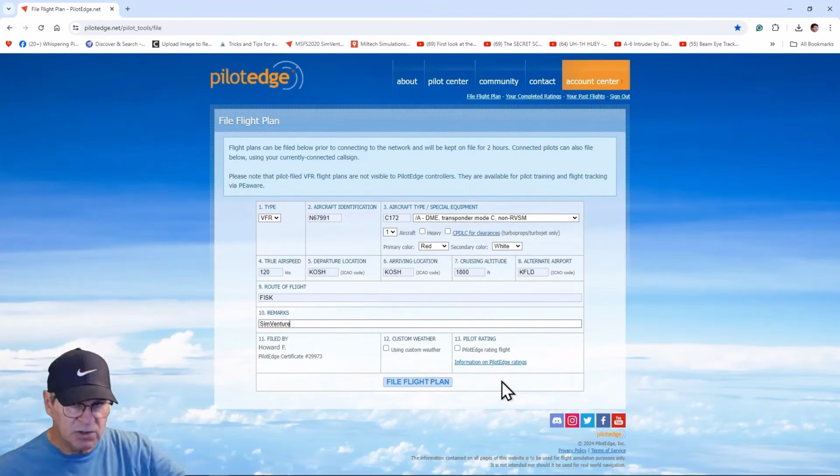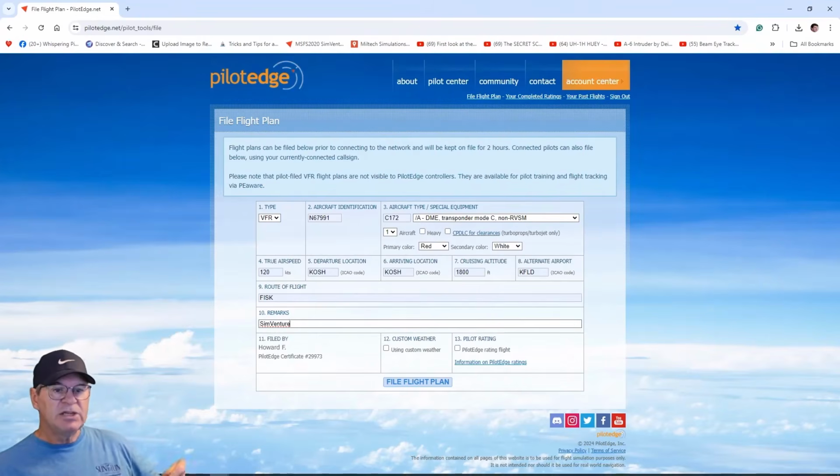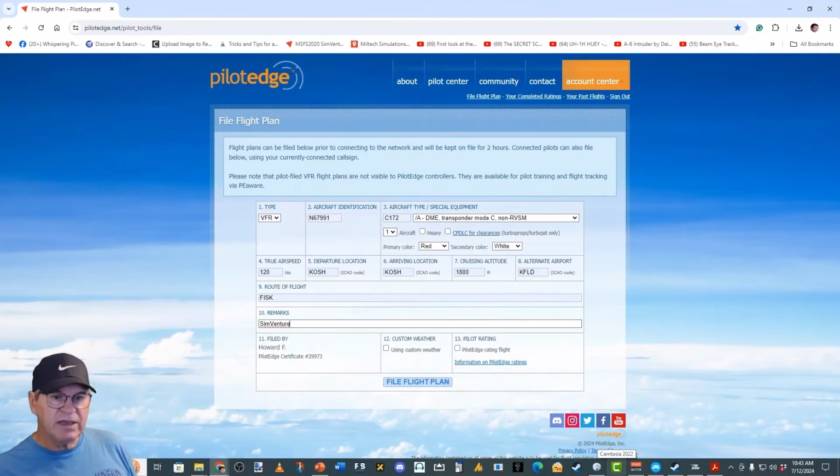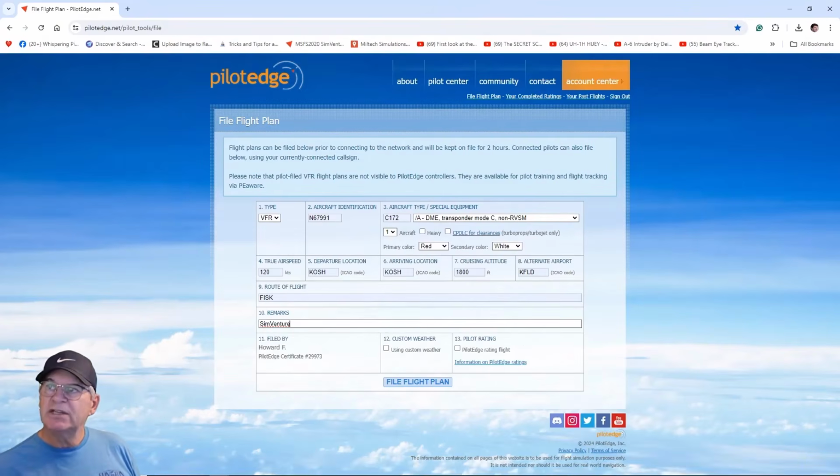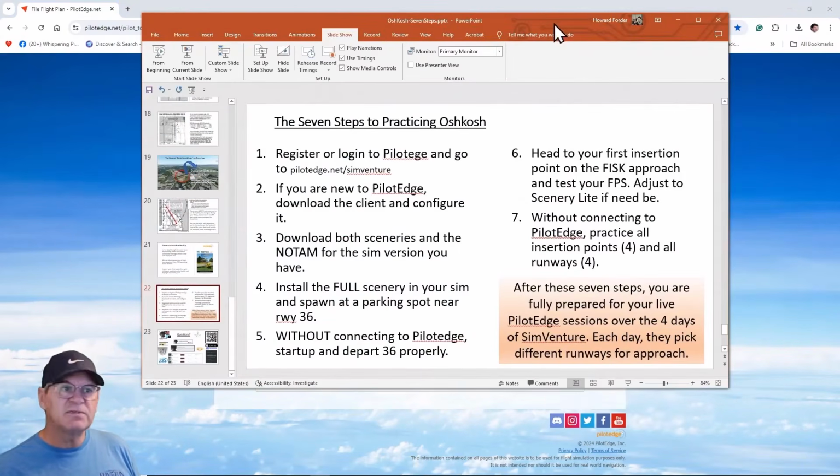Make sure you use your call sign in your pilot edge. Now, pilot edge, I'd have to run it if I haven't run it already. The client, let's go to the client next. All right, let's go back to our 7 steps for a second here. Download both sceneries, install the full scenery without connecting to pilot edge, start up and depart 36 properly.